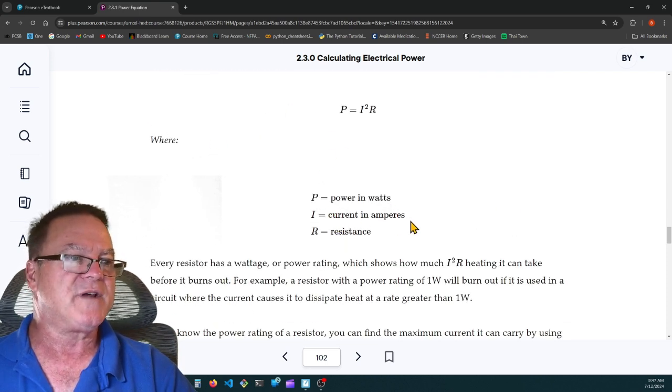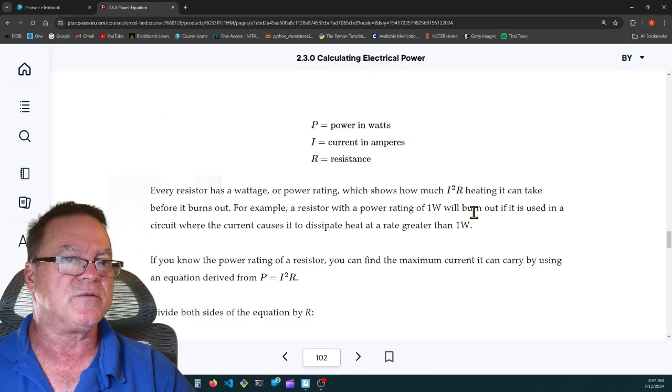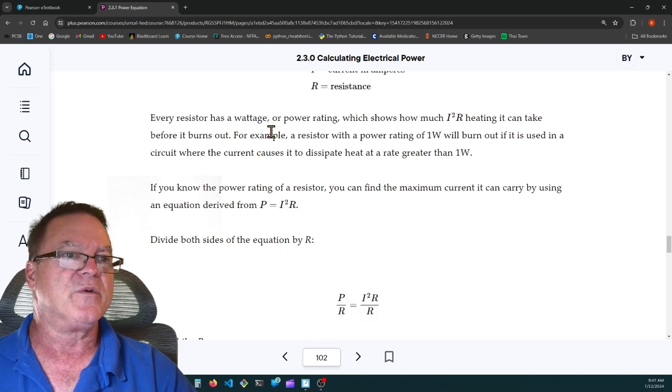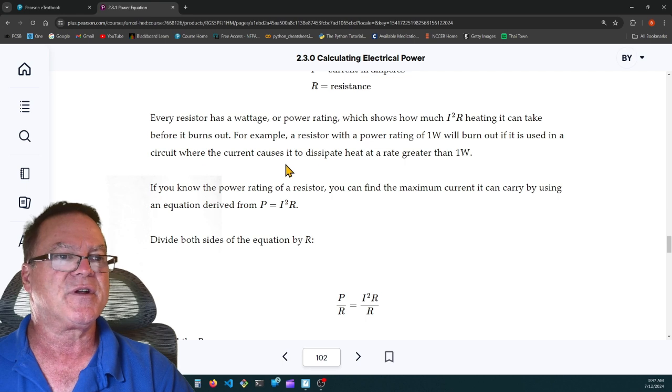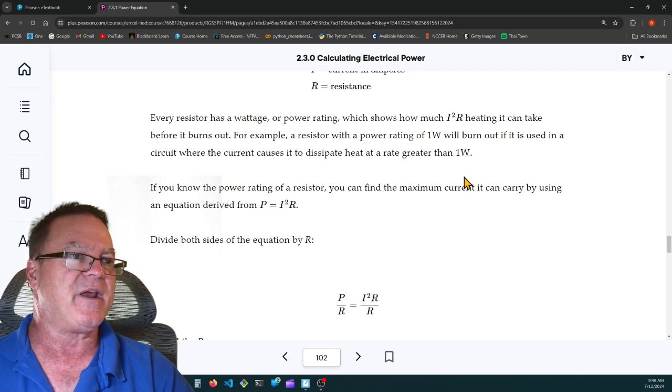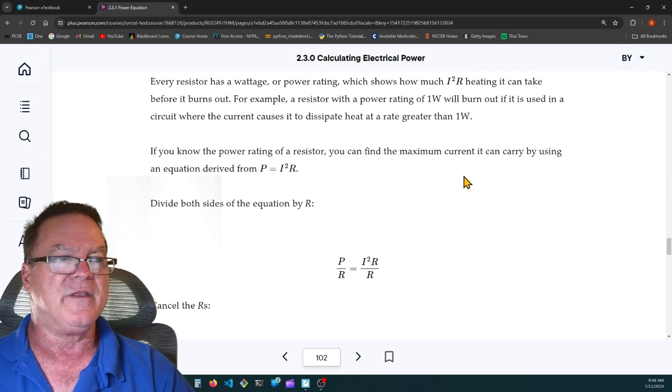Where P equals the power in watts, I equals the current in amps, and R equals the resistance. Every resistor has a wattage or power rating which shows how much I squared R heating it can take before it burns out. For example, a resistor with a power rating of 1 watt will burn out if it is used in a circuit where the current causes it to dissipate heat at a rate greater than 1 watt.